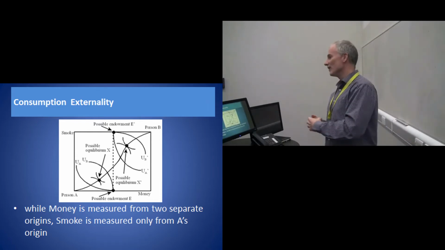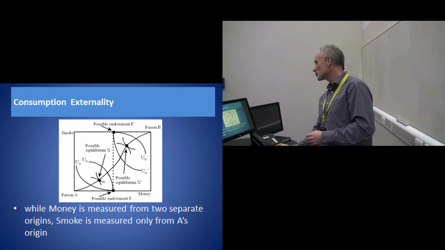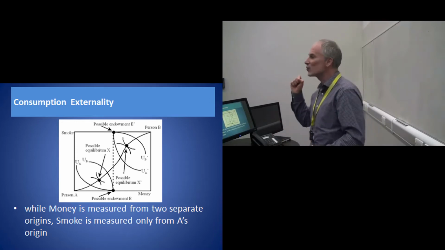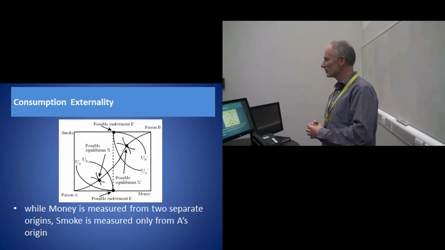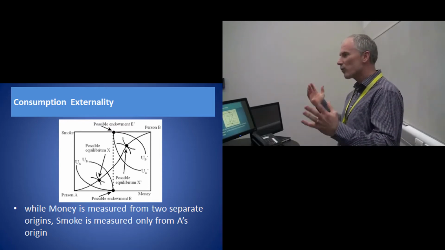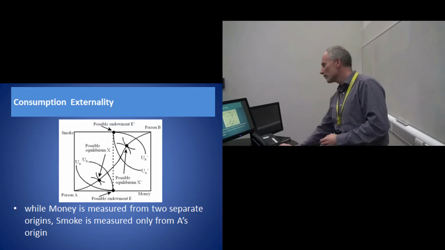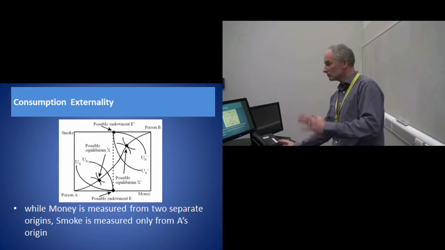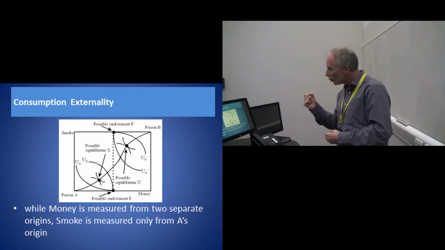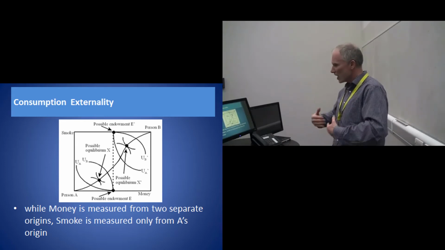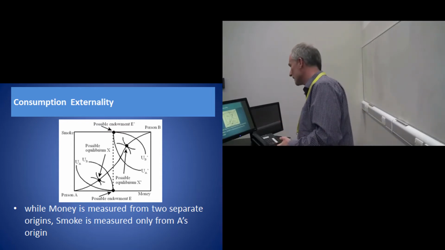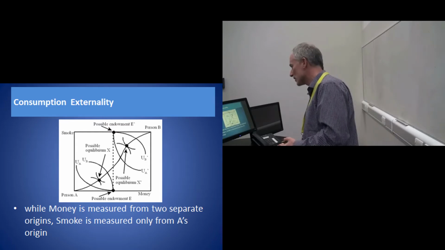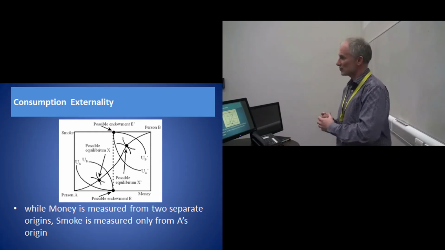However, in this diagram, as we move further and further away from person B's origin, his welfare increases. Well, that might sound a little bit strange. How does his welfare increase? Surely he's consuming more money, so that makes him better off. But he's also consuming more smoke. And if you consume more of an economic bad, you're worse off. So why have I said a movement away from person B's origin in this direction makes him better off?